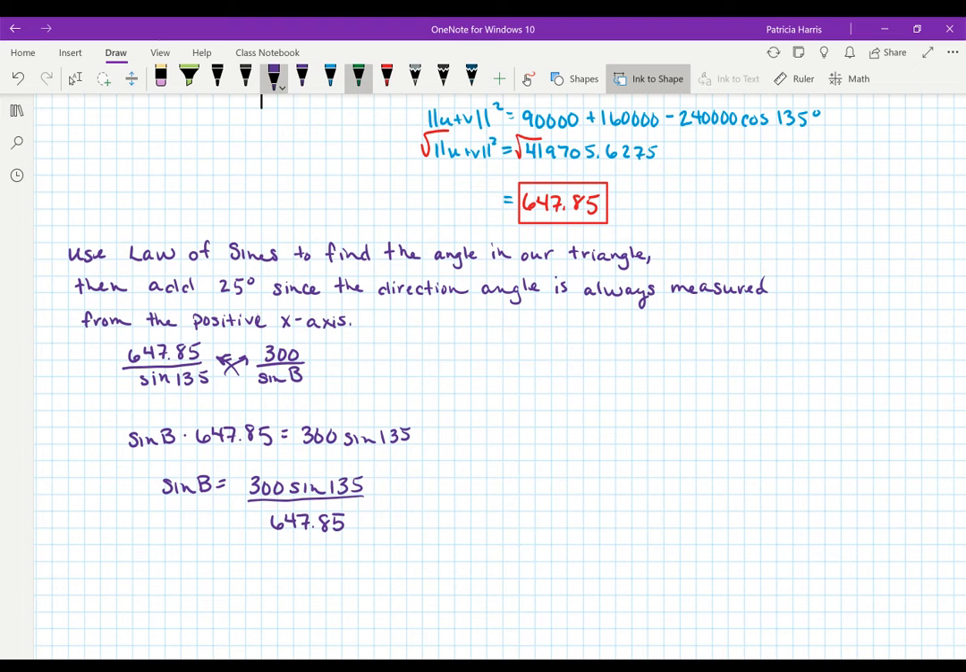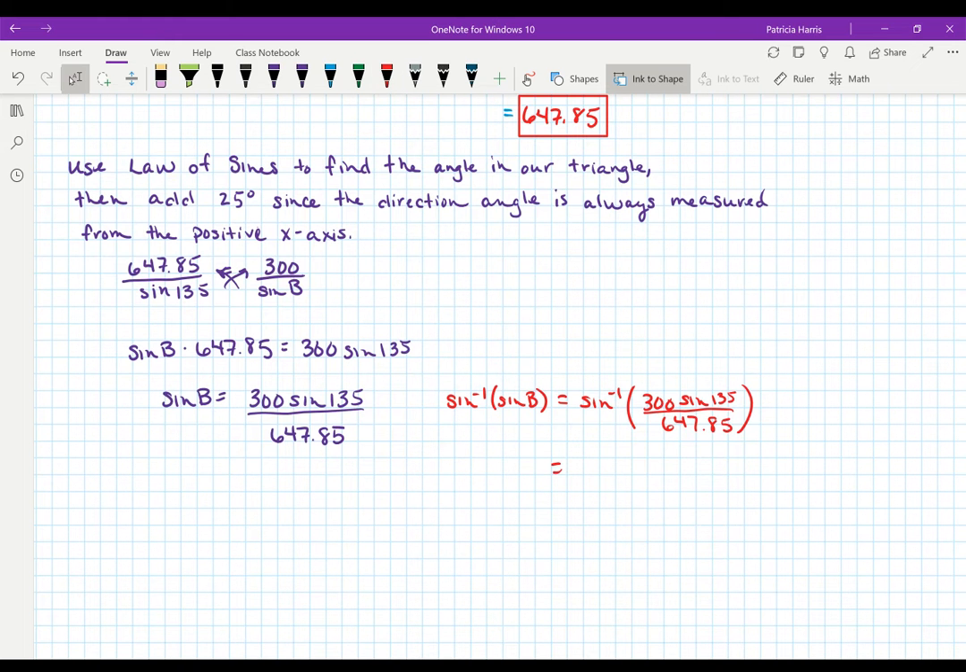Okay, and then we're going to use the sine inverse. So we'll take sine inverse of both sides. Now again, depending on your calculator, you might be able to type this in as it's written, but it's kind of dependent on the calculator that you have.